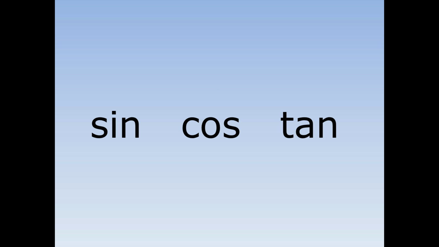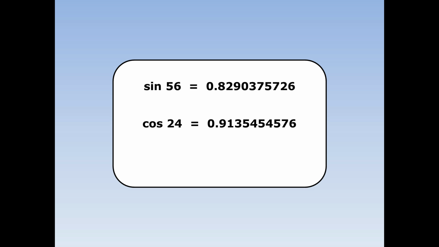We're going to be using 3 buttons on your calculator. Don't worry too much about what they mean at the moment, just make sure that you can use them properly. Sine, cos and tan. Now to check you can use them correctly, type in sine 56 equals. You should get out 0.82903 followed by that big long number. Cos 24 equals. Again you should end up with 0.91354 etc. Tan 41 equals, and you should end up with 0.869.